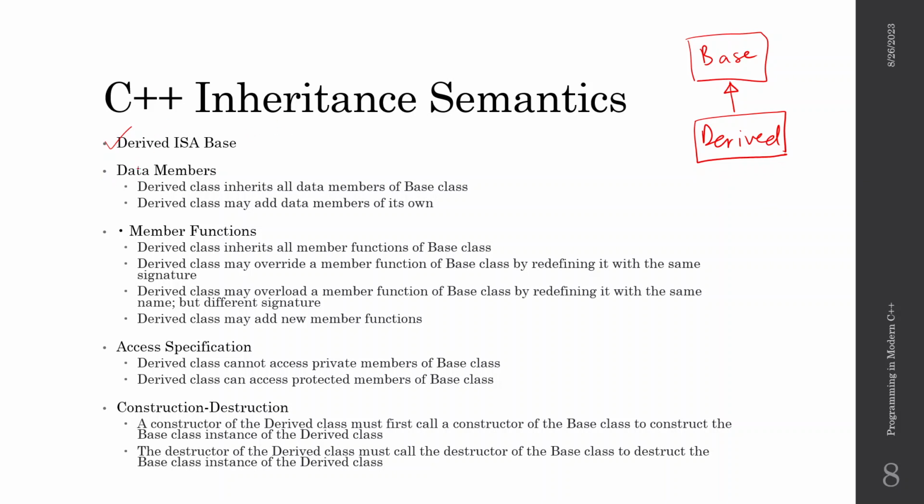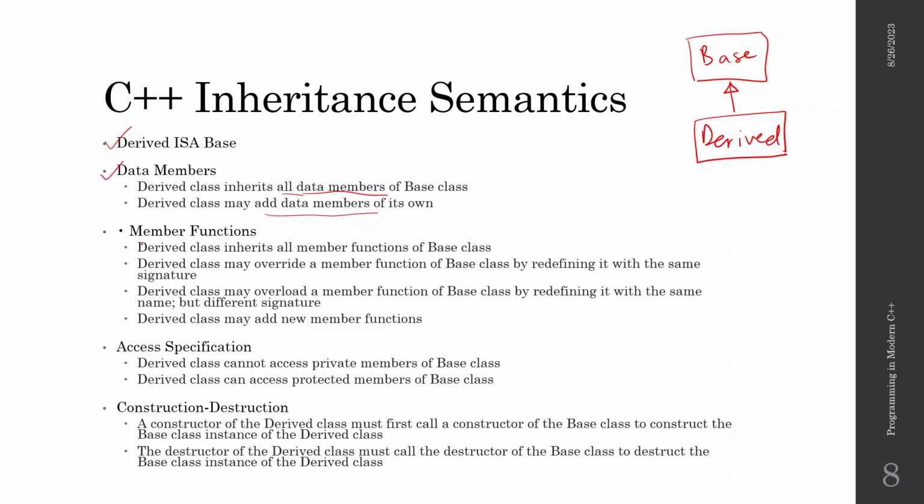Next, we come to the data members. So the derived class inherits all the data members of the base class, and the derived class may add data members of its own. So basically, if you have some data members in the base class such as x, y, z, okay, the same data members will also appear in the derived class. Okay, but the derived class may have some additional members also.